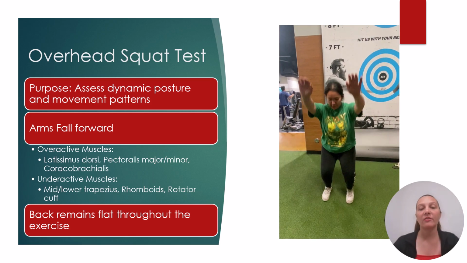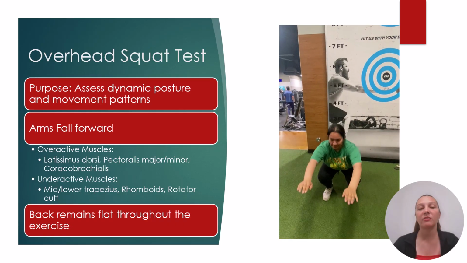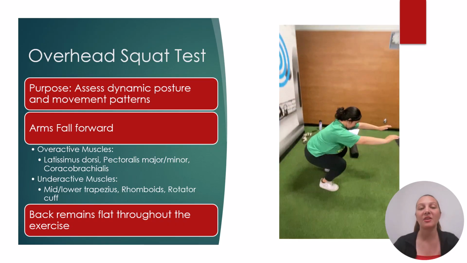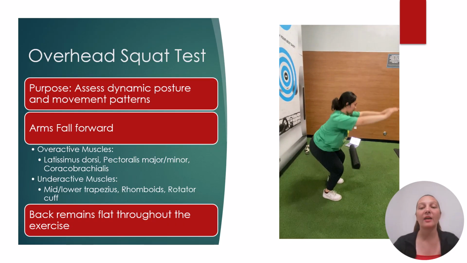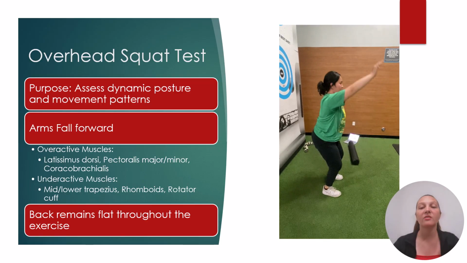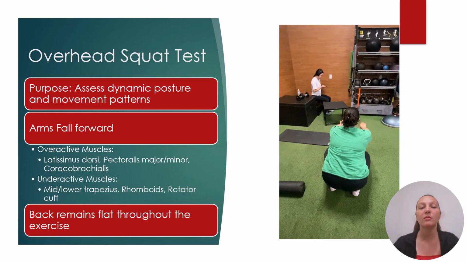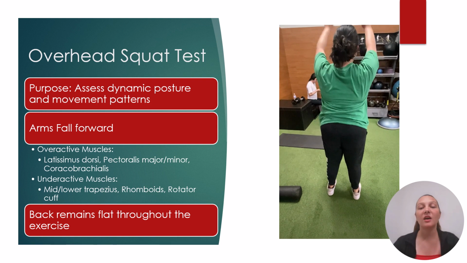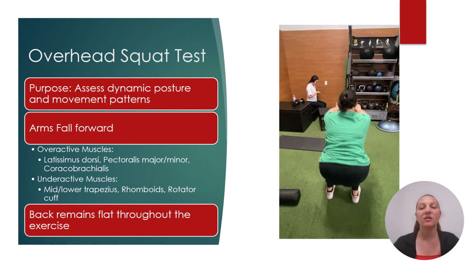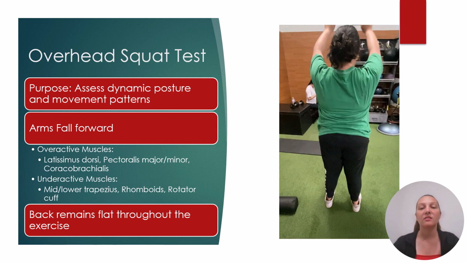Here throughout this video, we can see that her arms are consistently falling forward. She's unable to keep them above her head. Luckily, her back is remaining flat throughout the exercise, and there doesn't seem to be much shoulder elevation, while there is a little bit that we can see on the lateral view and the posterior view.